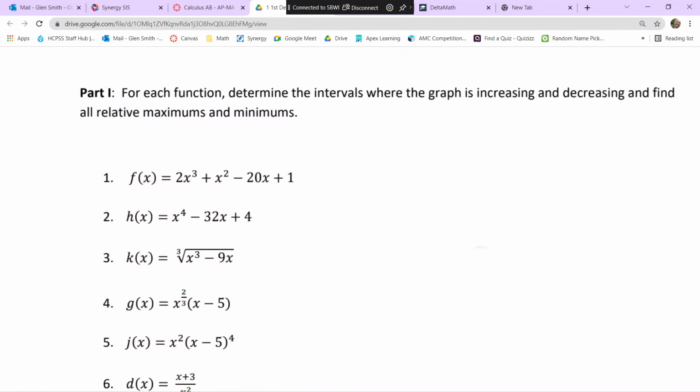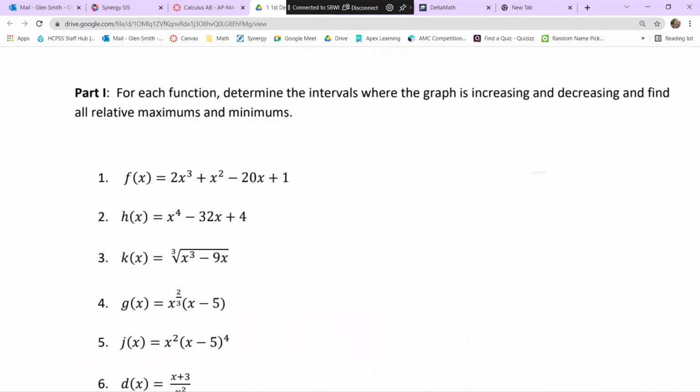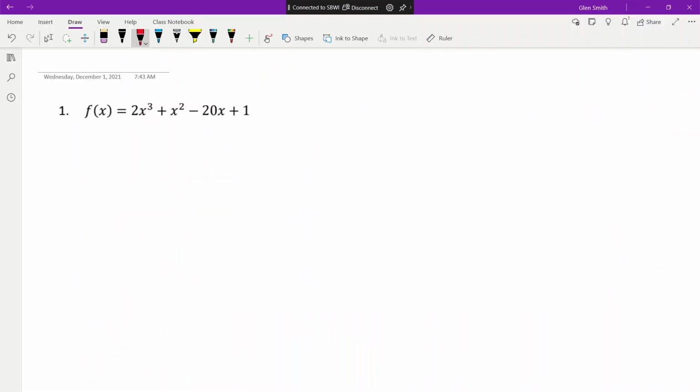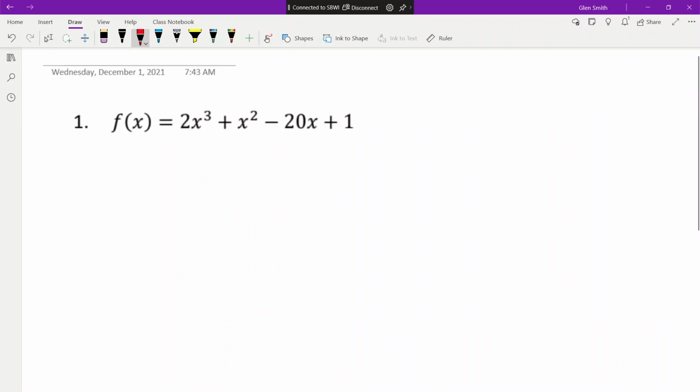So the point of these questions was to find where it's increasing and decreasing, and the maxes and mins. That's all the first derivative stuff. So we're going to find the first derivative. What we really want to know is where it is 0, because we really want to know what's positive and negative. So we need to factor this.